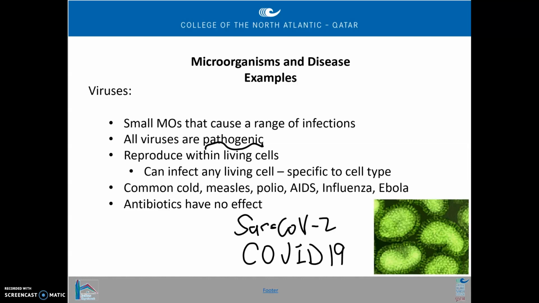You guys know antibiotics have no effect on viruses. Other examples of viruses are the cold, influenza, measles, polio, AIDS, and Ebola. All of these are caused by viruses. There are many, many others you could list as well.